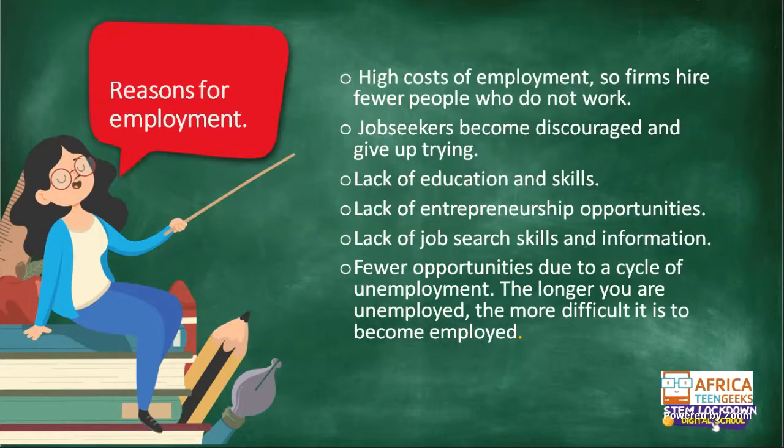So fewer opportunities due to a cycle of unemployment. The longer you are unemployed, the more difficult it is to become employed. So if you're sitting there with a qualification and 6 years of being unemployed, then it is going to get more difficult for you to get a job, because now you're sitting here with no experience, but you have the qualification, so it's just gathering dust. So the longer you sit, the more you lose out on knowledge of your work, and the more work evolves. They do say, like, if you spend 4 or 5 years studying, let's say the last time you graduated was in 2010, now it's 2020.